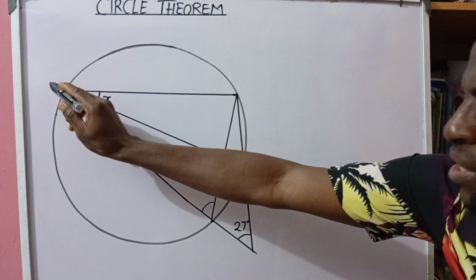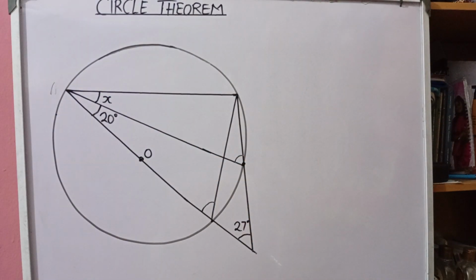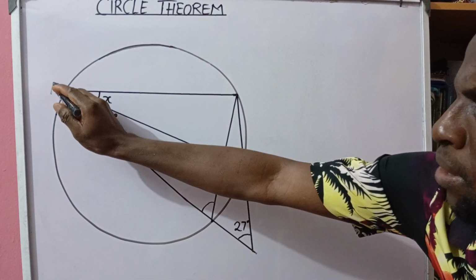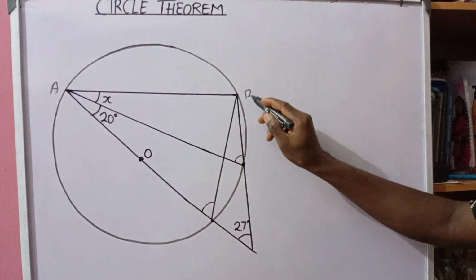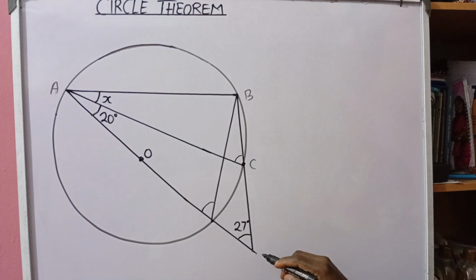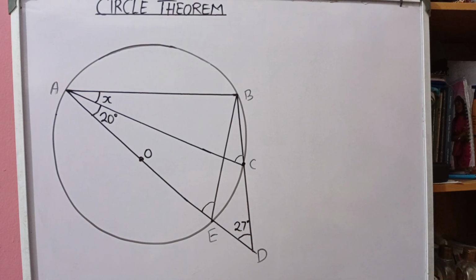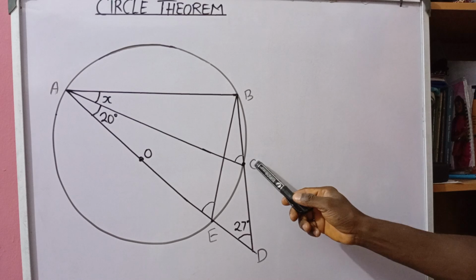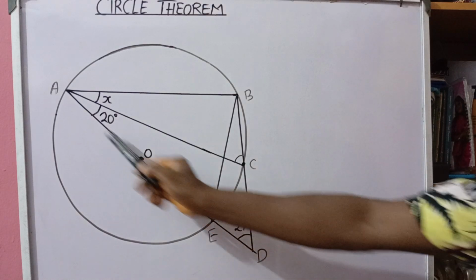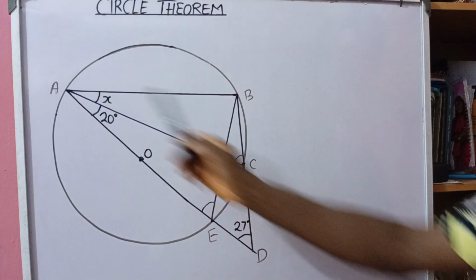Let's label it A. Consider this as B. Consider this as C. Consider this as D. Then this point as E, as the case may be. All right, so look at this direction now. The shape A, C, D is a triangle.